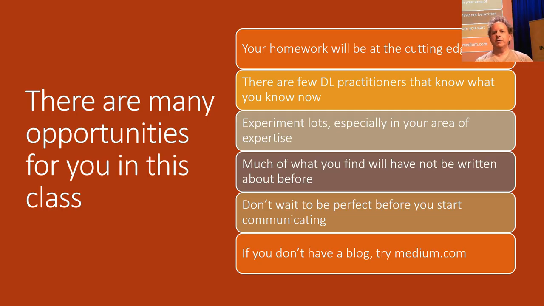So there are a lot of opportunities in part one to blog and to do interesting things, but the opportunities are much greater now. In part two, you can be doing homework that's actually at the cutting edge, actually doing experiments people haven't done before, making observations people haven't made before, because you're getting to the point where you're a more competent deep learning practitioner than the vast majority that are out there, and we're looking at stuff that other people haven't looked at before.